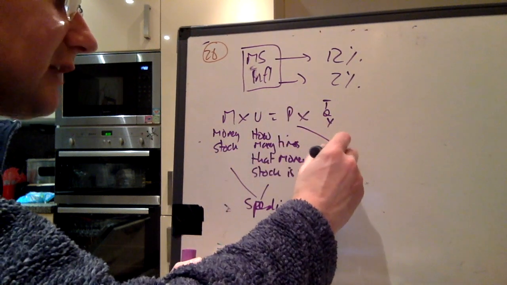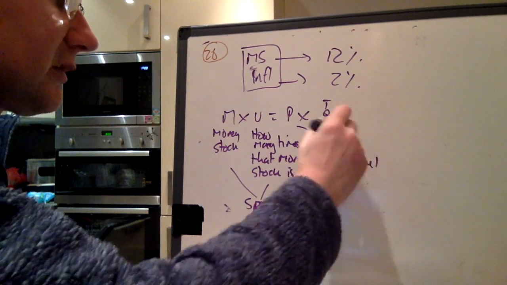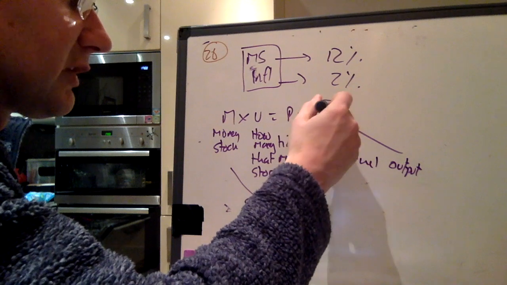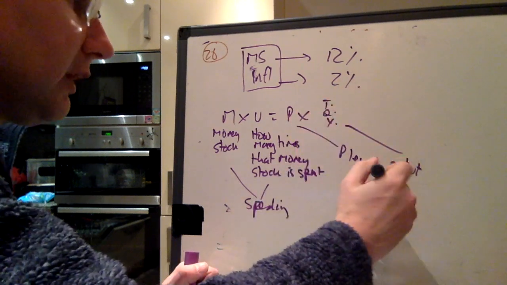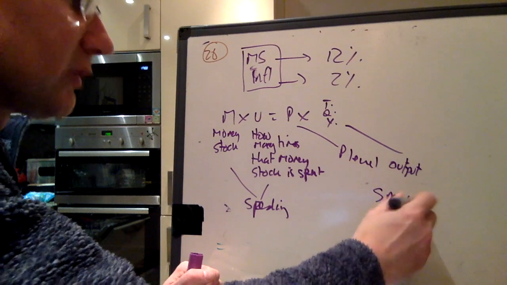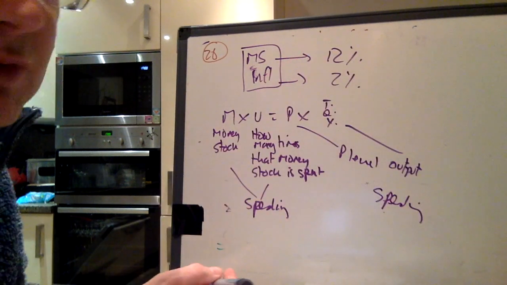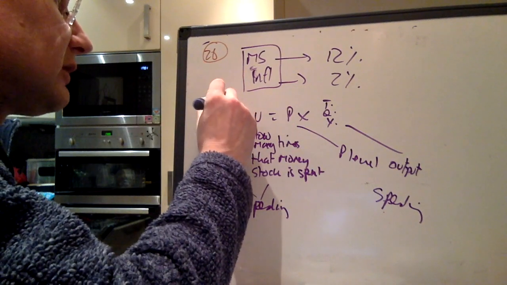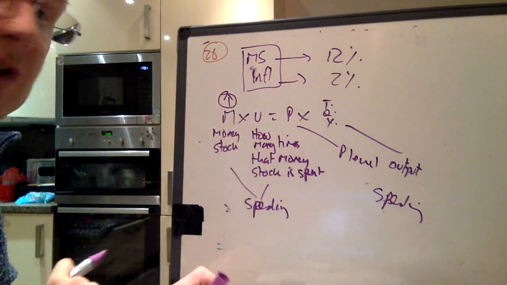On this side, you've got the price level times output, in some sense, that's the number of transactions, that's real output. You multiply price times quantity, you've also got spending. So the quantity theory of money, therefore, simply says spending equals spending. And the question is, well, suppose there is an increase in the money supply, what's going to happen next?